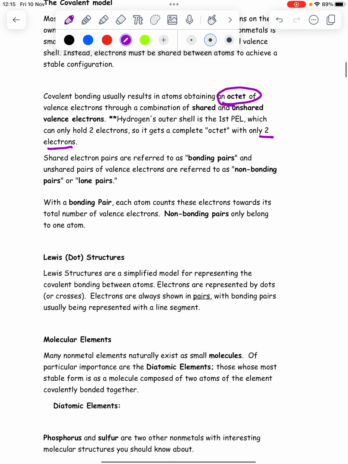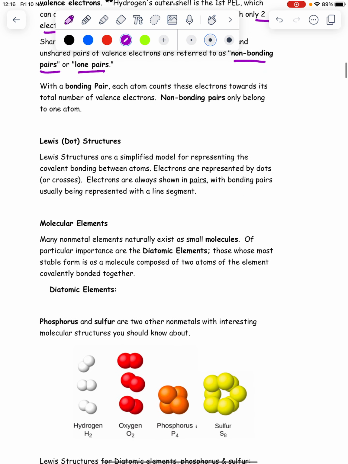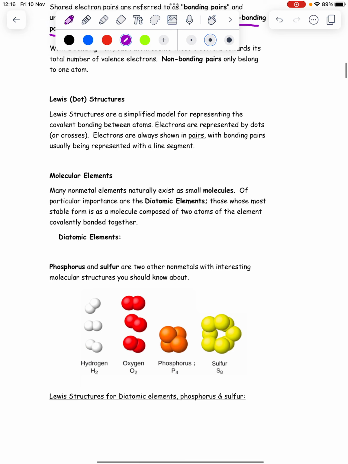The shared electrons we call bonding pairs, and the ones that aren't being shared are called non-bonding pairs, or we'll often call them lone pairs. The way that we draw these things is called Lewis dot structures.